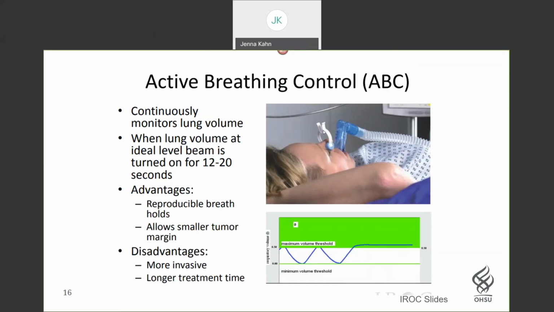So in this, you can see we plug the nose and only allow them to breathe through this tube. When they're breathing, we can watch them breathe, and then they would hold their breath, and we treat during this green time, where they're holding their breath.